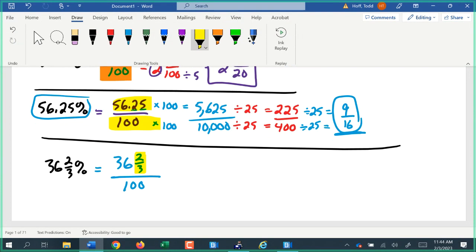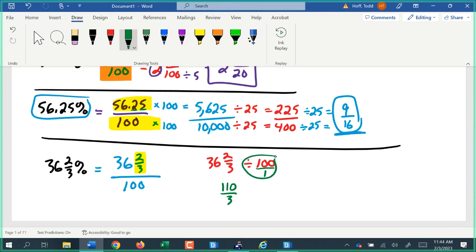There are a few different ways to get rid of this. I'll show you the two most basic, most common ways of doing it. One is to just divide them out. 36 2/3 out of 100 can be thought of as 36 2/3 divided by 100. And of course, to divide that, first of all, I make the 100 a fraction by putting it over 1. And then I have to turn the 36 2/3 into an improper fraction. 36 times 3 is 108, plus 2 is 110 out of 3.